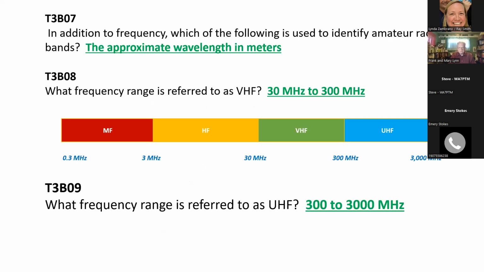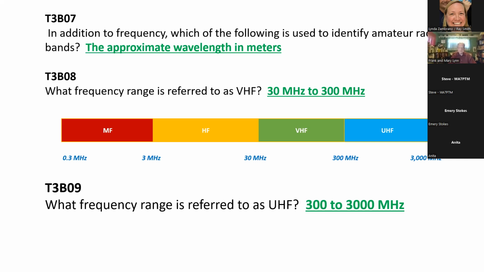In addition to frequency, which of the following is used to identify amateur radio bands? The approximate wavelength in meters. Now we say approximate because they're not precise. For example, we talked about the 80 meter band. Well, the 80 meter band isn't exactly 80 meters. It's a little bit less than 80 meters. But we say 80 meters because it's a lot better than saying, let's see, 300 divided by 3.95. No, we don't do that. We just round to the nearest whole number.